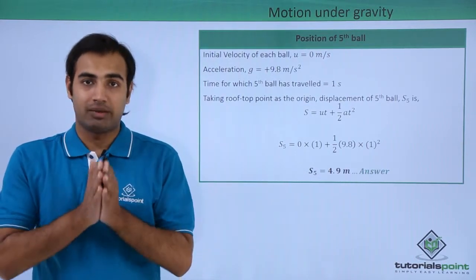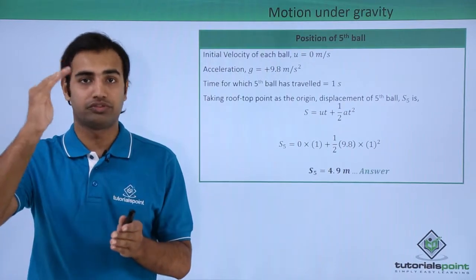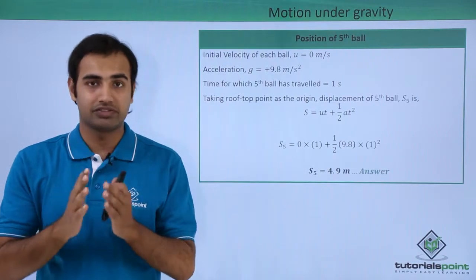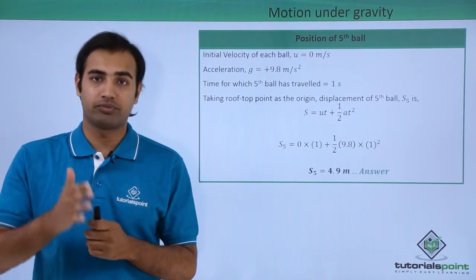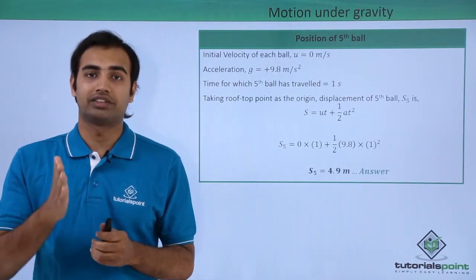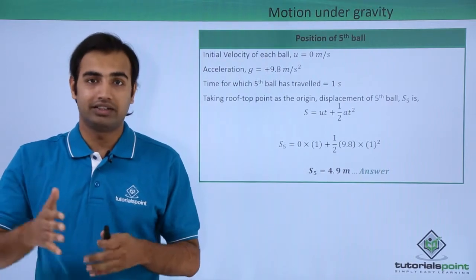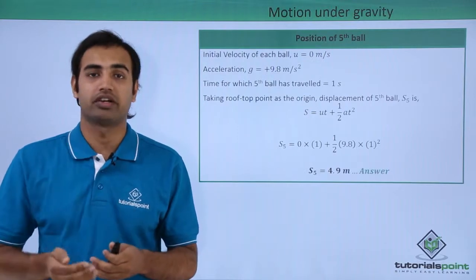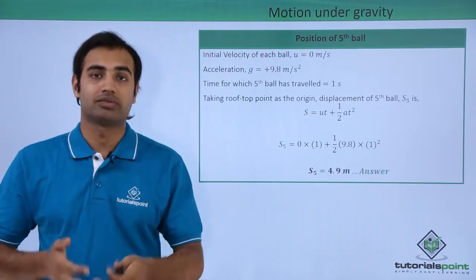So after this, I am able to find the position of fourth, fifth and third ball when the sixth ball is just being dropped. The concept is very easy. Each of the balls is dropped from rest, so u is 0, acceleration due to gravity is 9.8 and the time taken by each ball can be simply figured out by looking at the concept in the question.